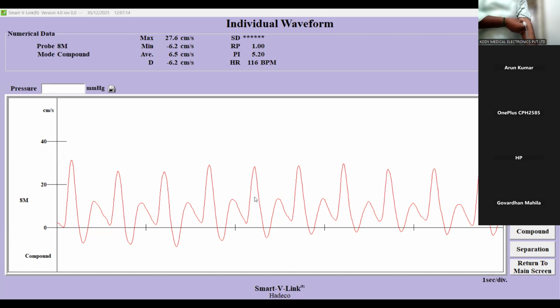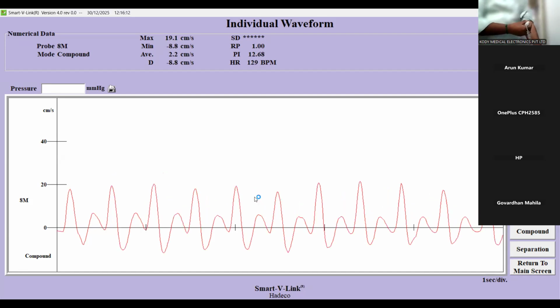Sound is very audible. Similarly, the triphasic waveform is clearly indicated. The nature of the flow, you can clearly inform the doctor. So this is the nature of the flow. If there is any problem, you can see the waveform, velocity, and every data on the screen.